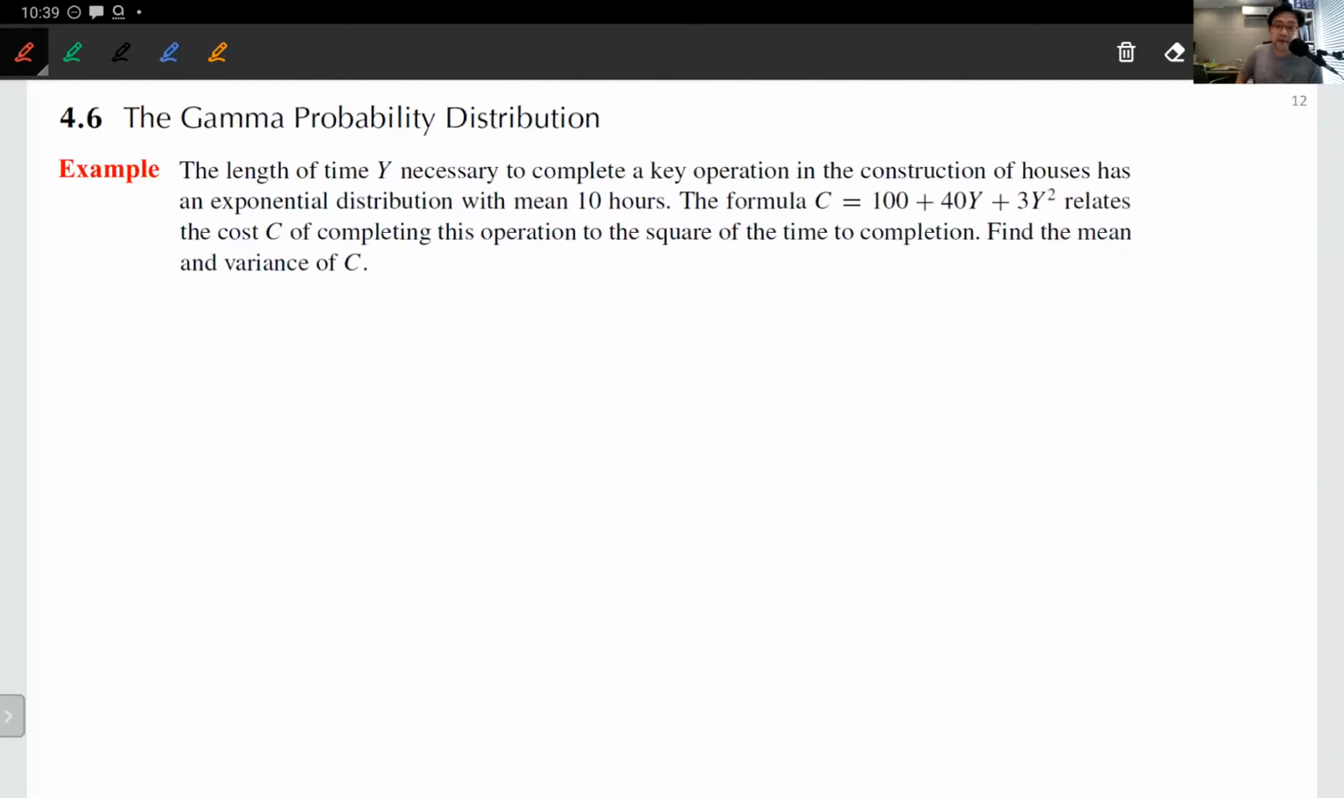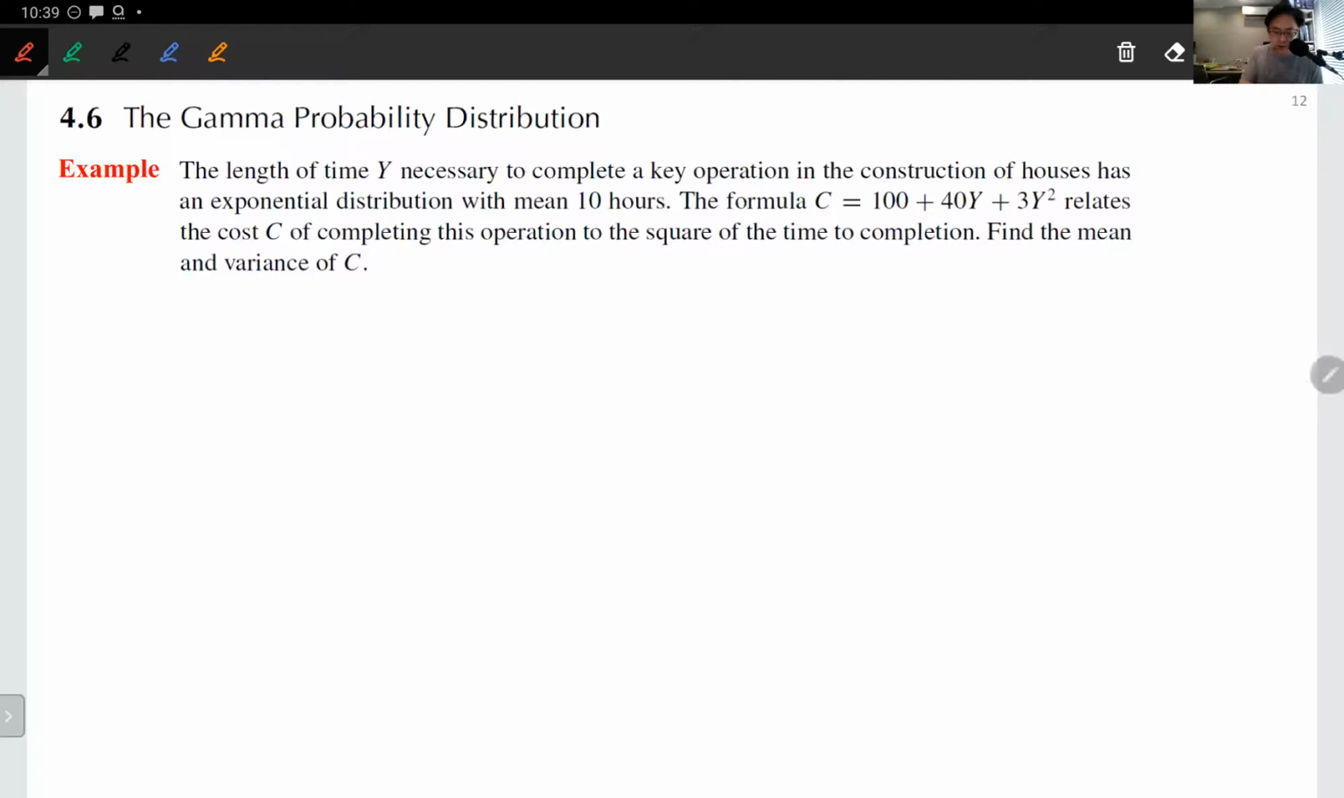The formula relates the cost of completing this operation. So that's the given cost, which relies on y. Find the mean and the variance of c. This comes in the concept of figuring out the expected value of c, or you can think in terms of the moment of c.